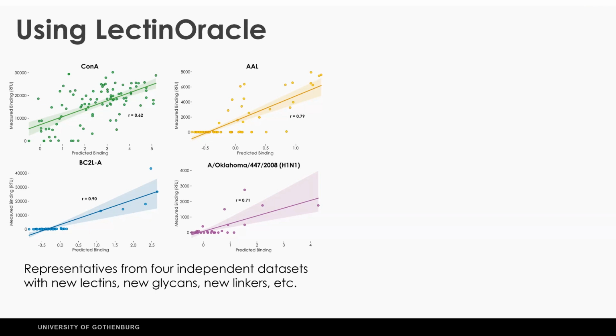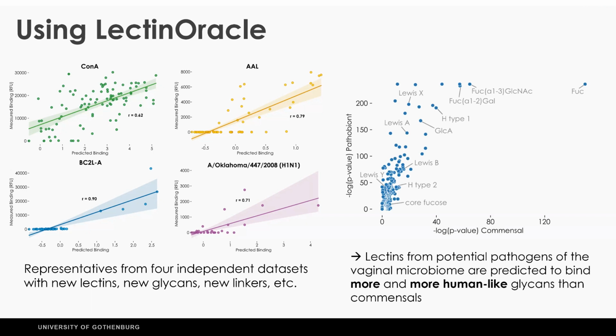So we usually see moderate to good correlations, which is good. And we can then apply this also to metagenomics data to mine hypothesized associations of the lectins of the microbes in certain biological settings with their predicted binding motifs. So that's all nice and well.